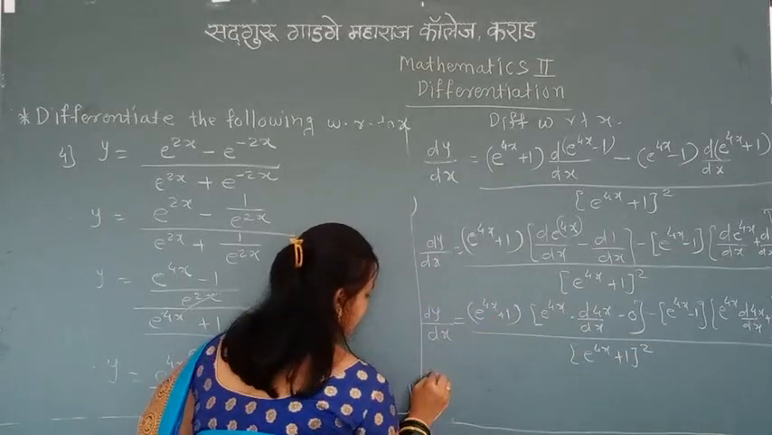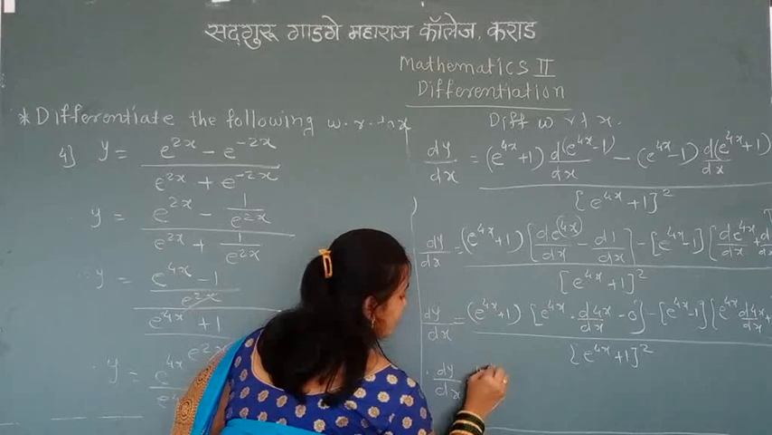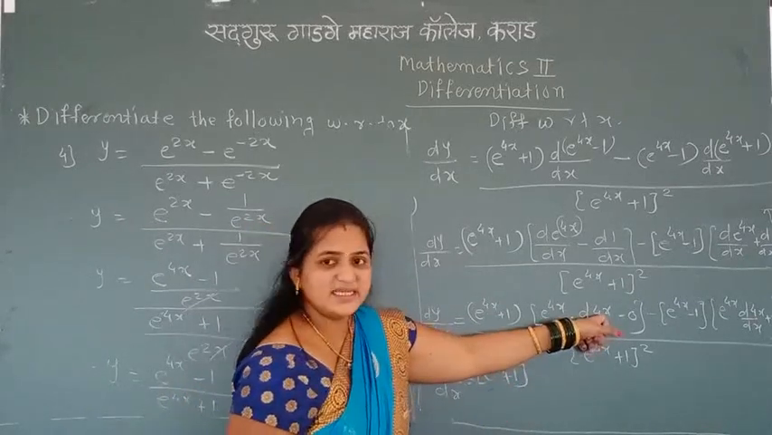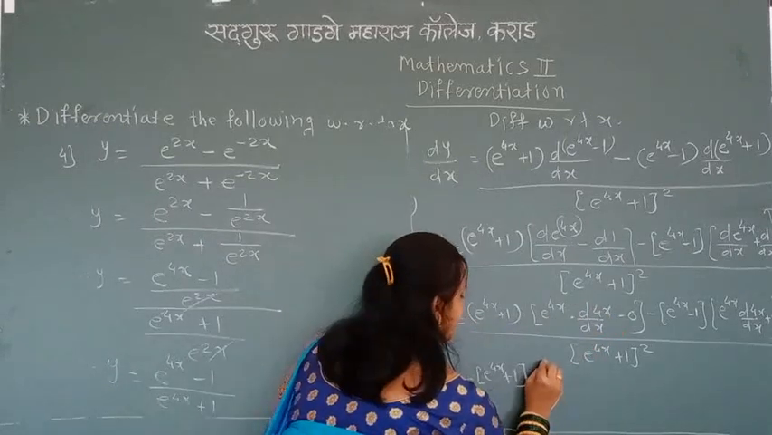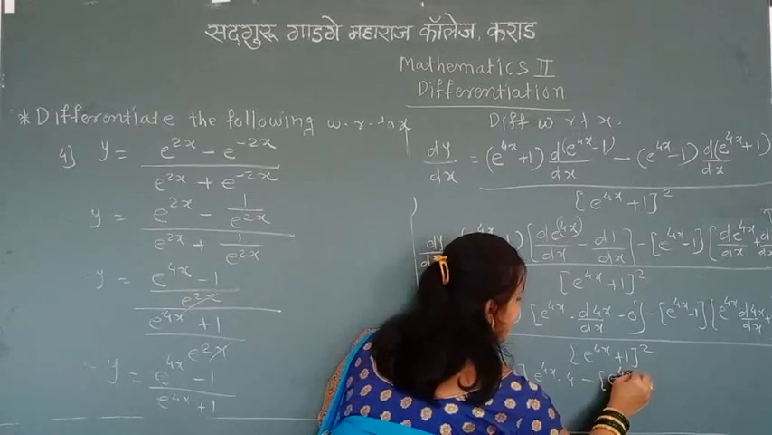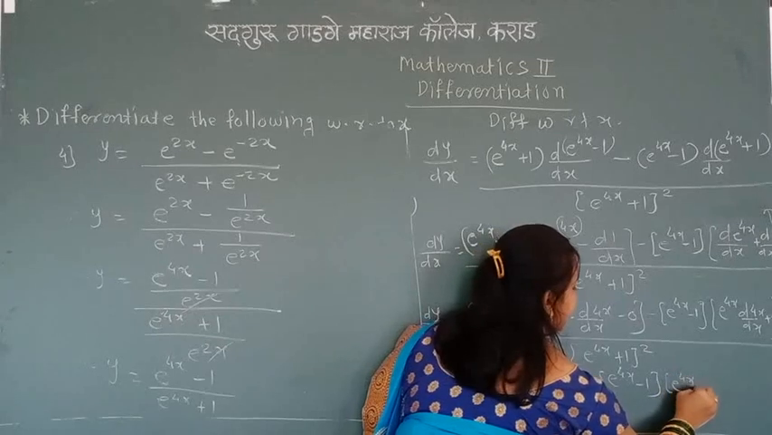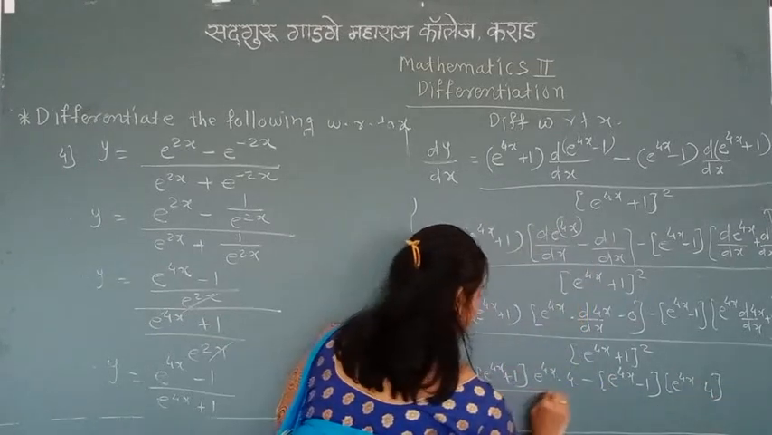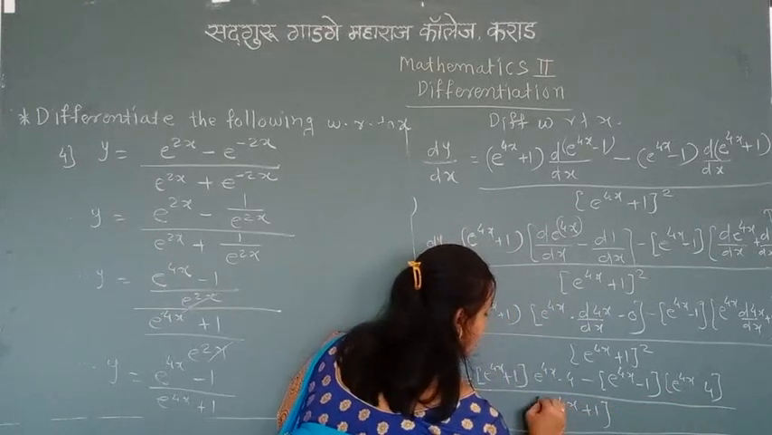Now simplify. dy by dx is equal to e raised to 4x plus 1. Now what is the derivative of 4x? 4 is a constant. What is the derivative of x? Which is 1. So we get here e raised to 4x multiplied by 4, minus e raised to 4x minus 1 as it is, e raised to 4x multiplied by 4, divided by e raised to 4x plus 1 whole square.